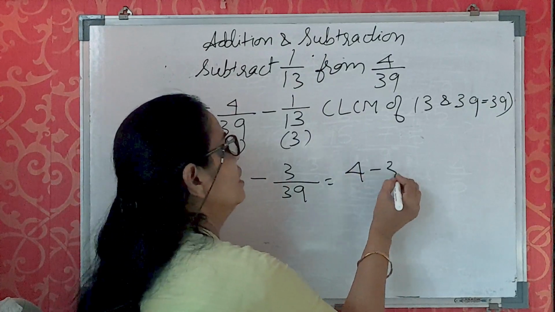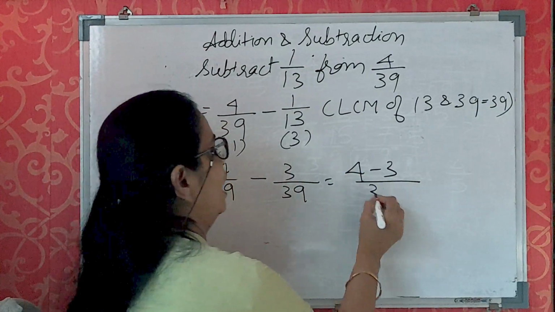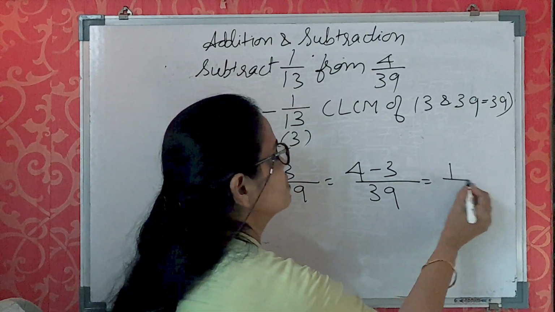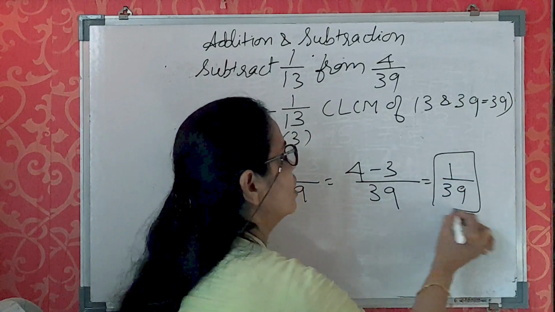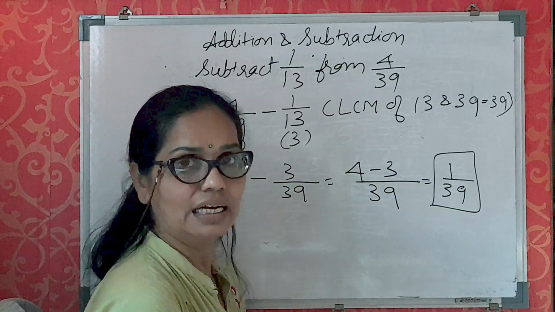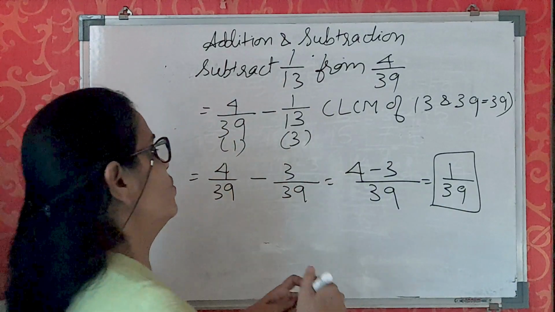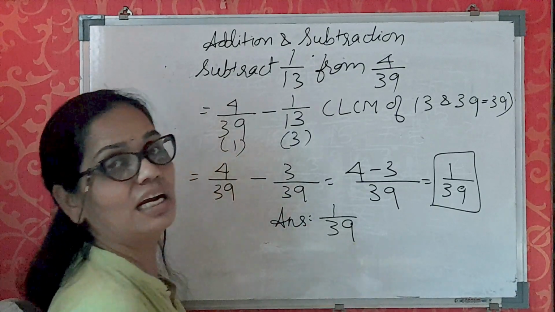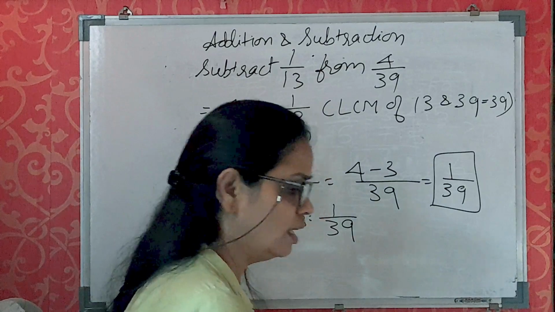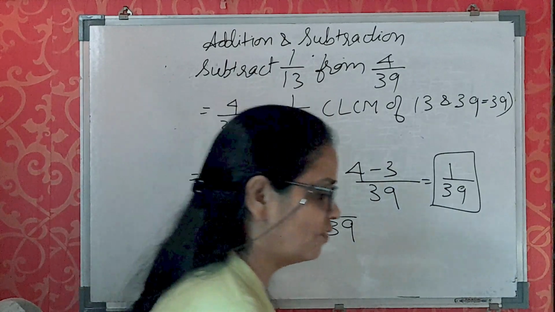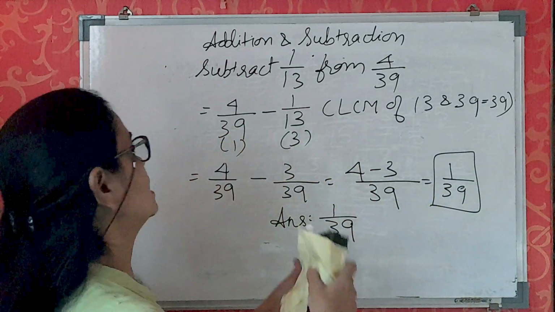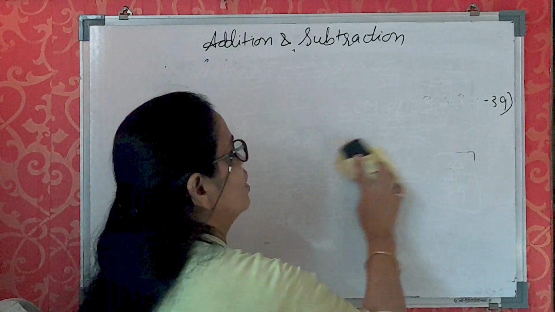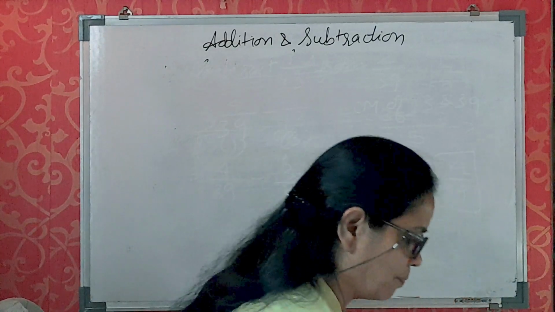Simply subtract the numerators and your denominator will be the same, 39. 4 minus 3 is 1. So your answer is 1 upon 39. Clear? So this way you write, and children, don't forget to write the final answer. In school, they cut marks for the final answer. Clear? So just remember this in your mind. This way I showed you one sum of addition and one sum of subtraction.